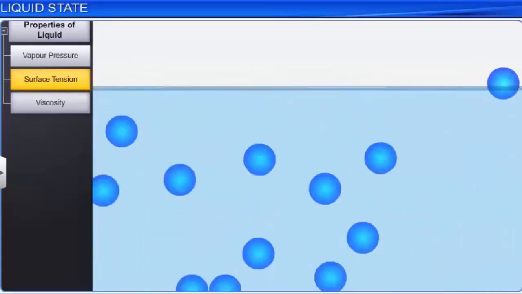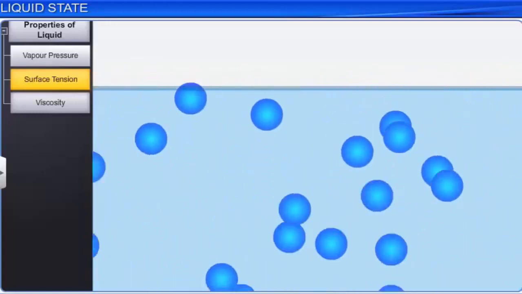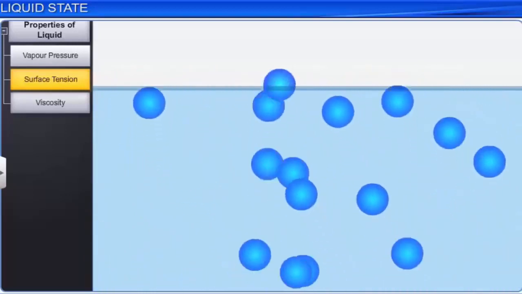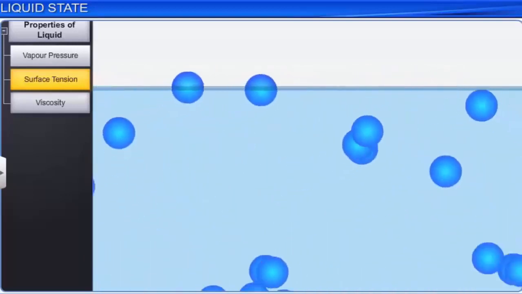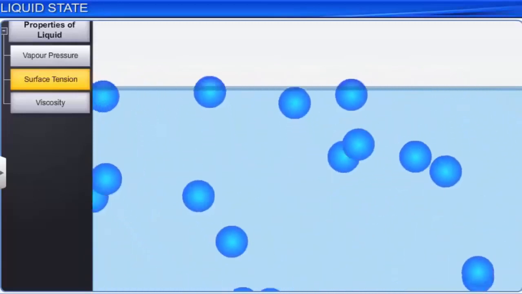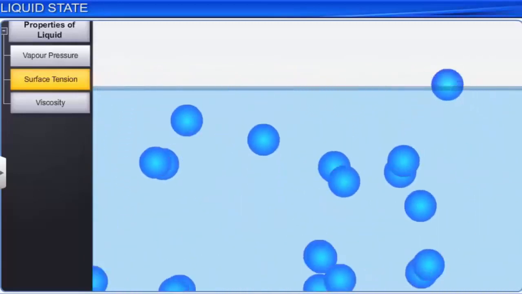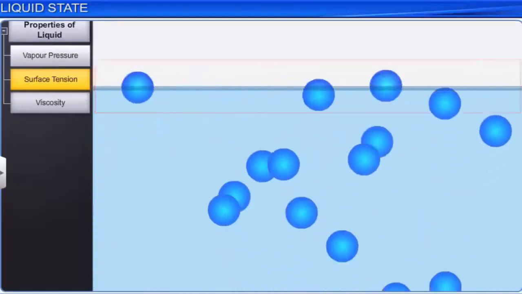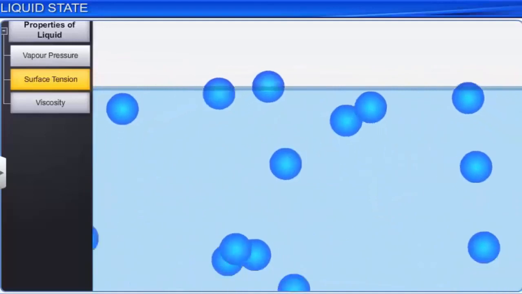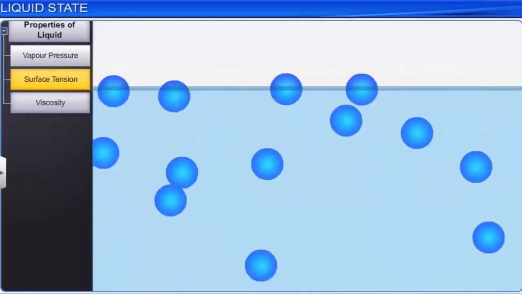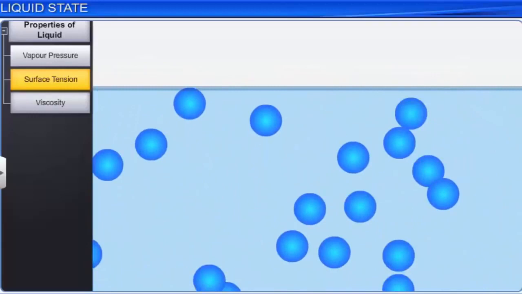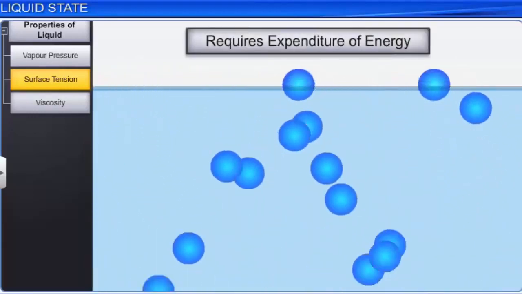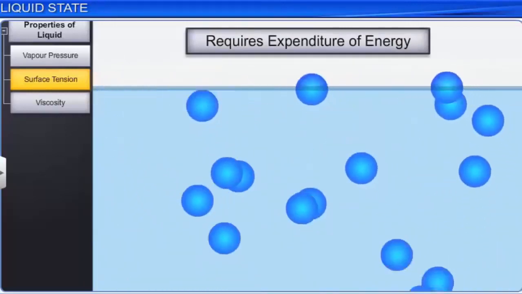The liquid surface is therefore under tension and tends to contract to the smallest possible area in order to have the minimum number of molecules at the surface. The attractive forces have to be overcome in bringing the molecules from the bulk to increase the surface of the liquid. This requires expenditure of energy. The energy required to increase the surface area of the liquid by 1 unit is defined as the surface energy.